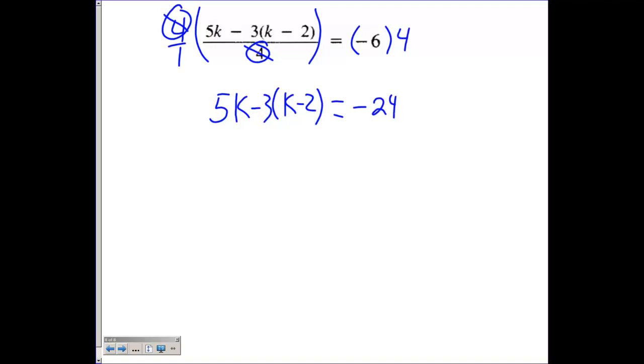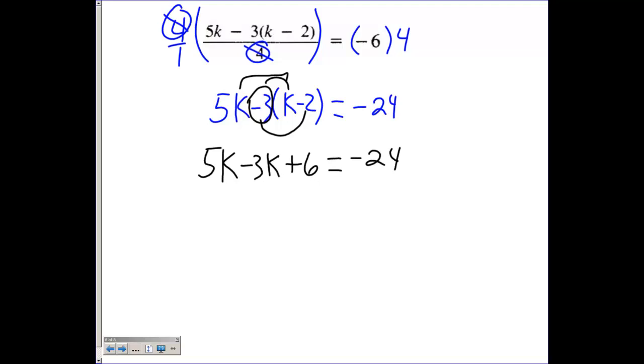Now I still can't combine my k here and here because one of them is inside parentheses. In order to get rid of the parentheses, I'm going to have to distribute not the 3 but the negative 3. So bring down the 5k, that's going to be unchanged. So I have a negative 3 times k is going to give me a negative 3k, and a negative 3 times negative 2 is going to give me a positive 6. Bring down the rest of the problem, that's unchanged.